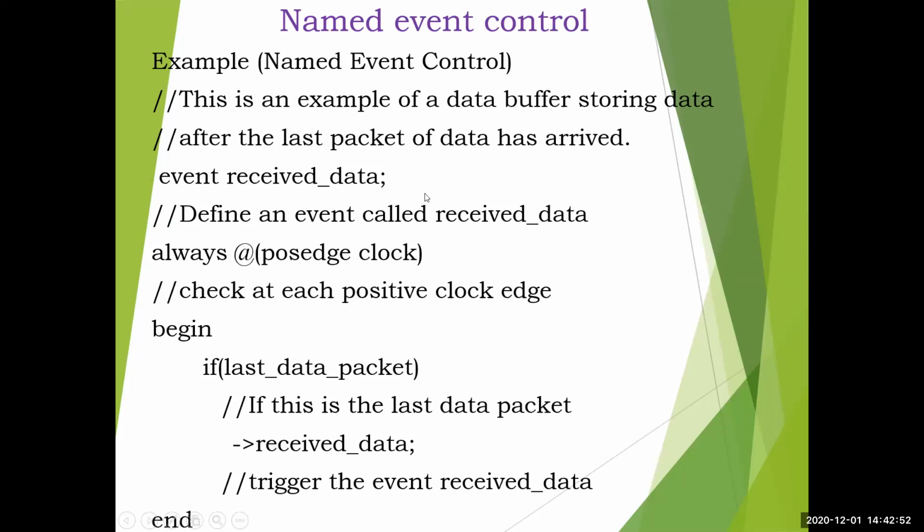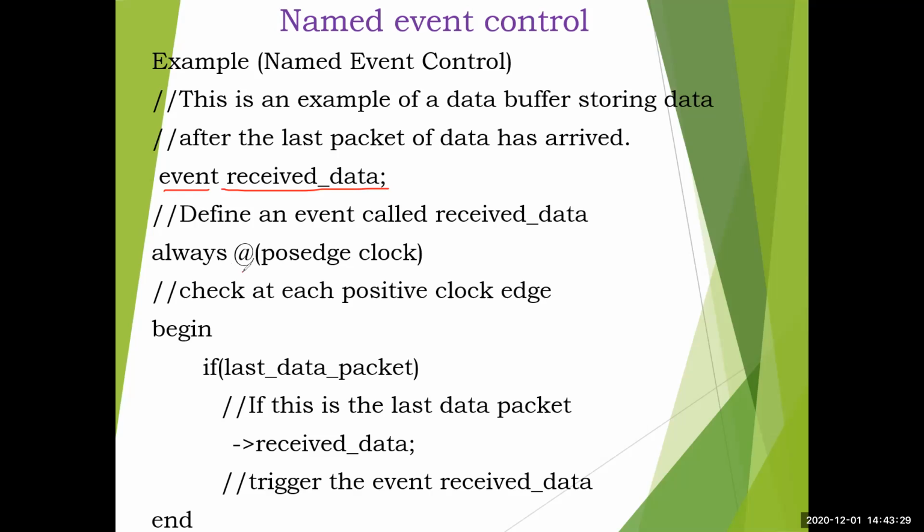Named event control. This is an example of a data buffer storing data after the last packet of data has arrived. For example, you have 4 MB of video, and at a time only 1 MB can be received. To receive 4 MB, how many packets are required? 4, right? 1 MB, 1 MB, 1 MB, 1 MB. That is the scenario here. Now we will declare event received_data. Event is the keyword and received_data is the name, so we define an event called received_data.